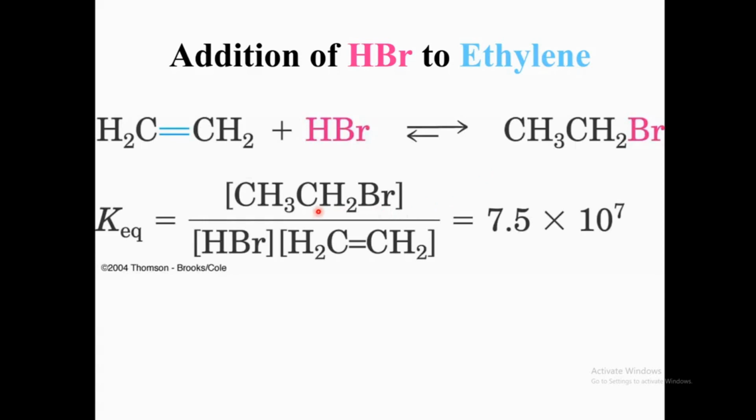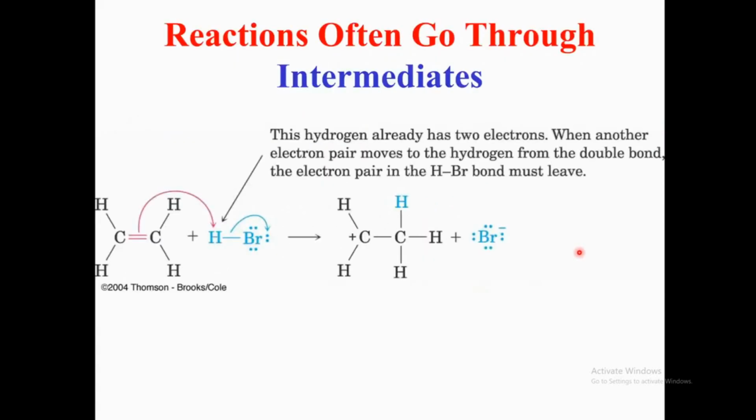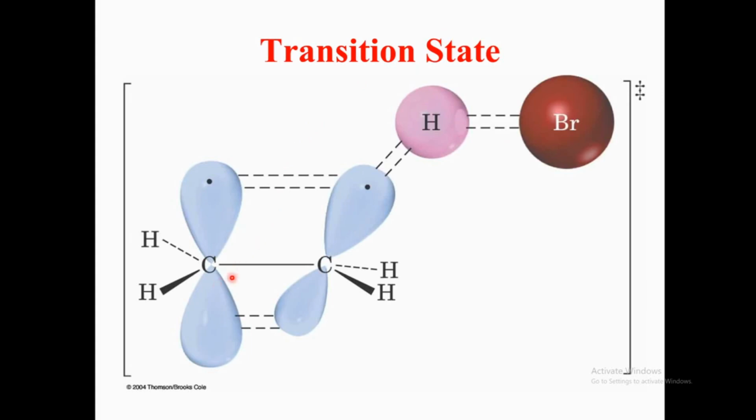Here is the rate equation. Reactions often go through intermediates. So this is the first step, which involves the formation of a carbocation in the addition reaction of HBr to the alkene. This hydrogen already has 2 electrons. When another electron pair moves to the hydrogen from the double bond, the electron pair in the HBr bond must leave. Here is the transition state of the alkene with the HBr.